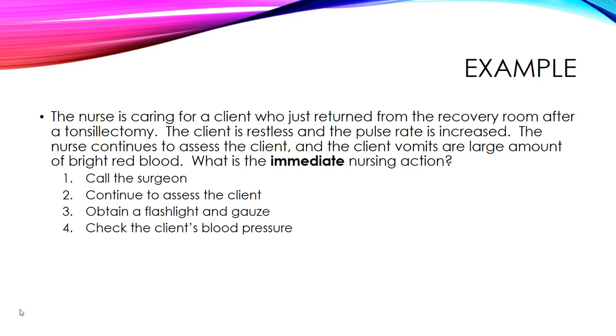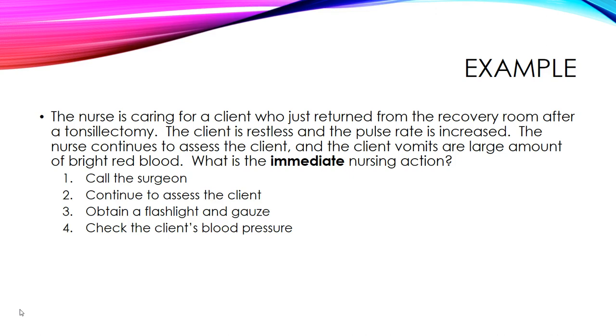So our options are: 1, call the surgeon; 2, continue to assess the client; 3, obtain a flashlight and gauze; and 4, check the client's blood pressure. So there are multiple techniques you could use with this. There are 3 answers, for instance, that are all assessment answers: continuing to assess, obtaining a flashlight and gauze, which is what you would do to assist with the assessment, and checking the blood pressure. They're all assessment answers. So just the fact that they're all similar could group them and put them away, and you only have one that's different, which is call the surgeon.